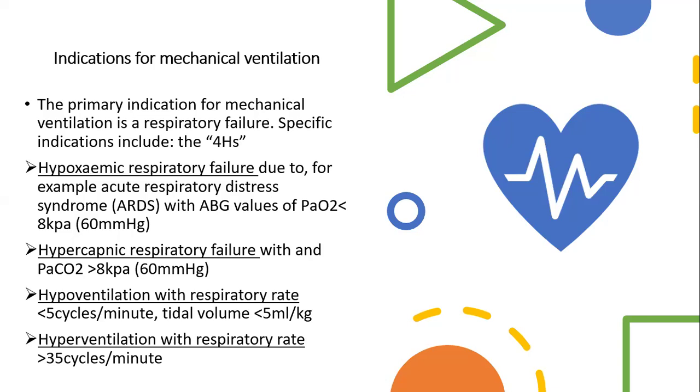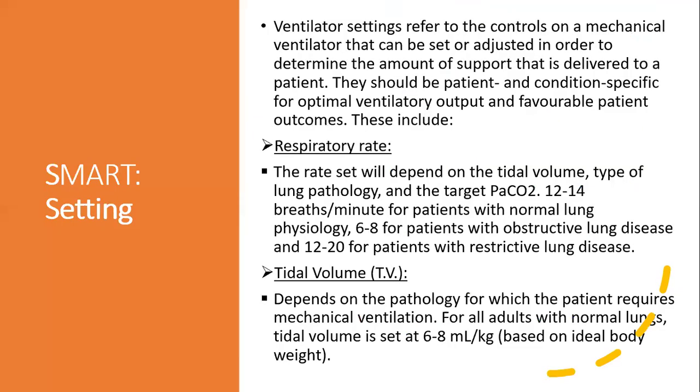When the patient is hyperventilating with a respiratory rate above 35 cycles per minute, this patient is crying for support because this patient is going to tire out. So basically, there are 4 Hs for indication for mechanical ventilation in the ICU. So let's go straight to our discussion on smart ventilation.